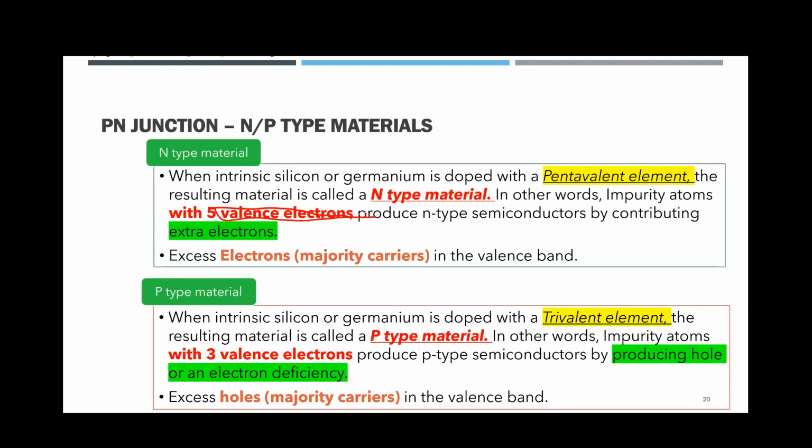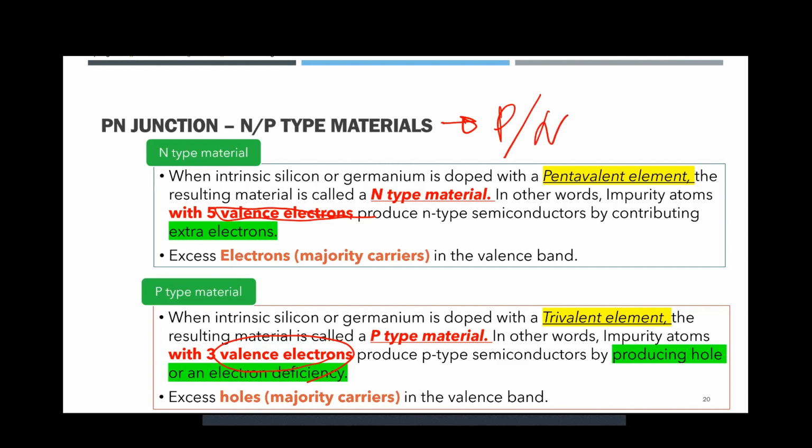However, the p-type material is the reverse. When intrinsic silicon or germanium is doped with the trivalent element, the resulting material is called p-type material. In other words, impurity atoms with three valence electrons produce a p-type semiconductor by producing holes, or an electron deficiency, so there are excess holes in the valence band. So one more time, to summarize, a p-n junction connects p-type and n-type materials.